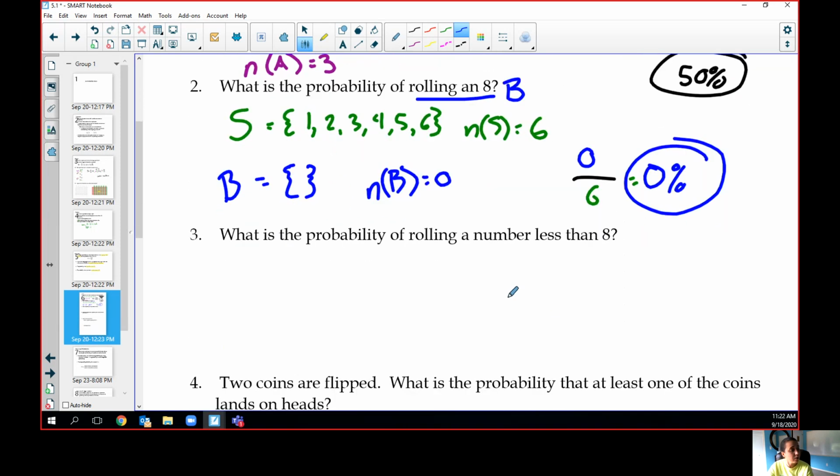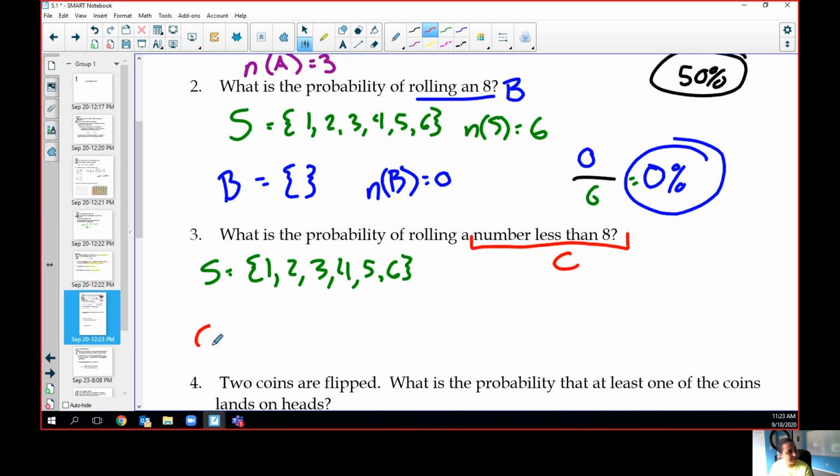On the other hand, what if we want to roll a number less than 8? Well, I'm going to call rolling a number less than 8 event C. Once again, we have the same sample space: 1, 2, 3, 4, 5, and 6.